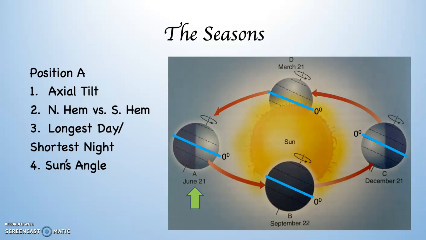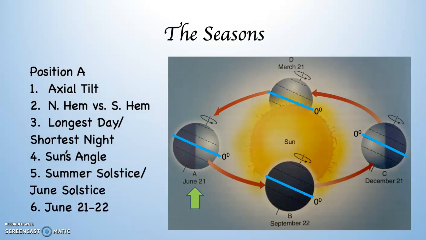Additionally, in the northern hemisphere, on this day, if you looked up at the sun at noon, you would notice that the sun is at its highest angle in the sky for the year. In the northern hemisphere, this is the first day of summer. Because of that, this is known as the summer solstice.